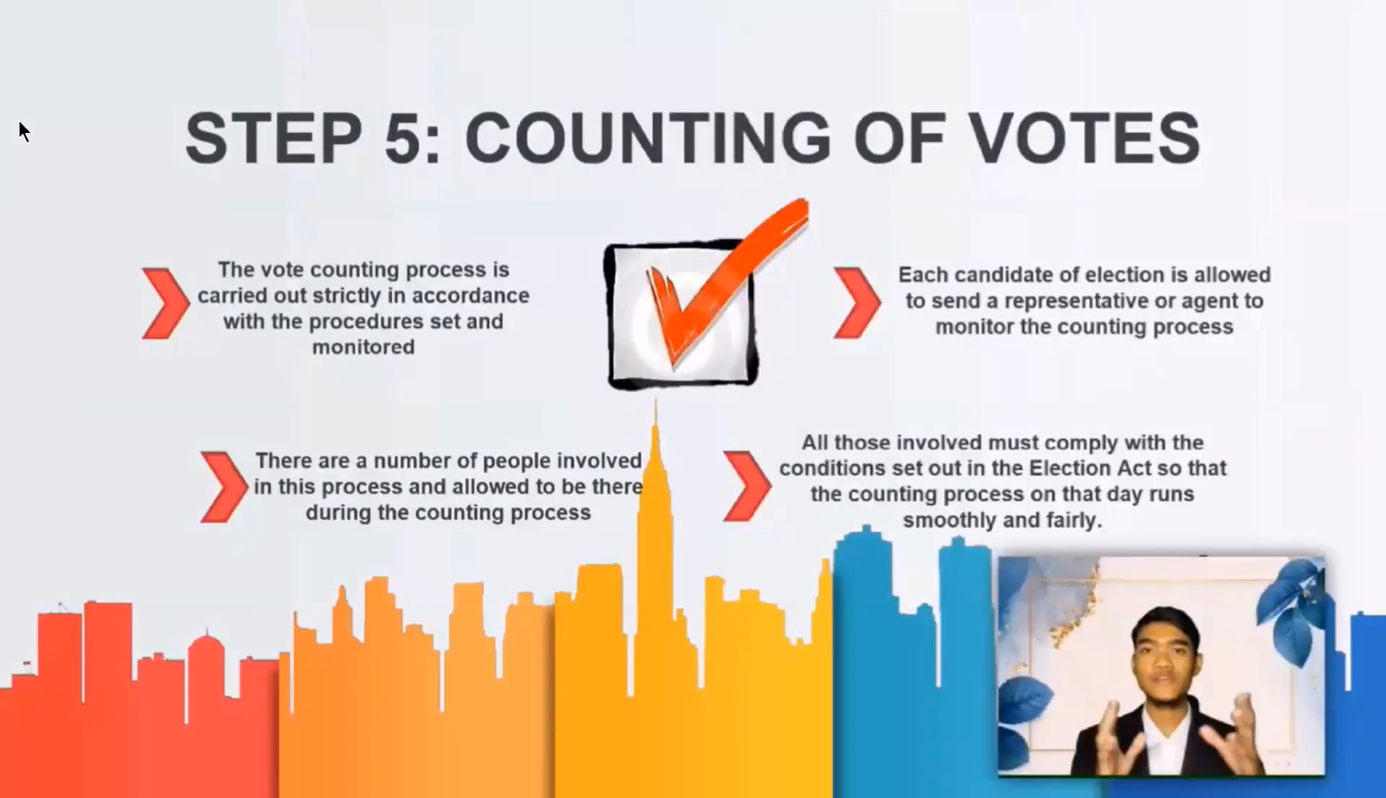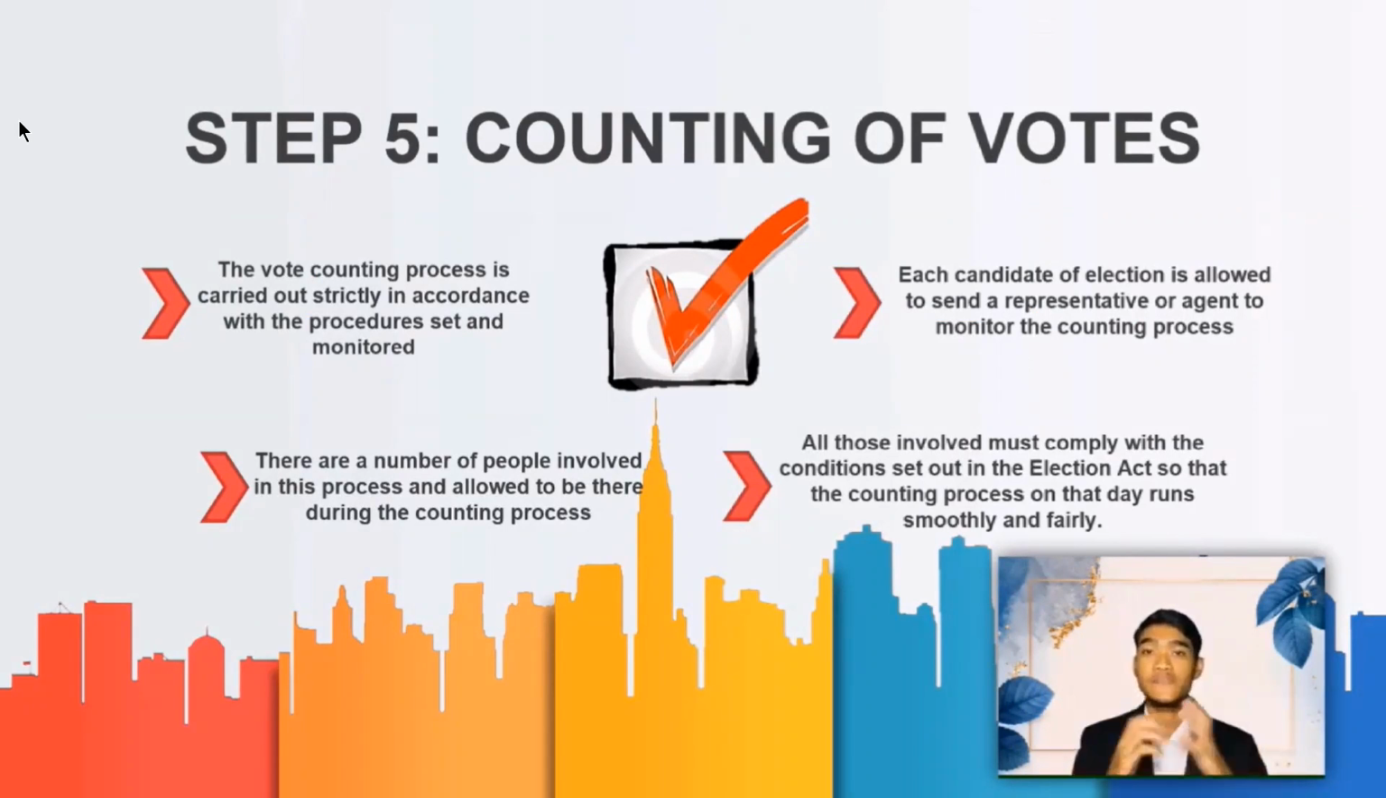Okay, now I would like to present my part for step 5, which is the counting of votes process in Malaysia. This process is enshrined in the Election Regulations 1981, which provides certain procedures for counting the votes strictly. Under this act, the vote counting process is carried out strictly in accordance with the set procedure and is monitored by the Malaysian Election Commission to ensure that the secrecy of the public's choice of candidate will not be known by anyone, including those involved in the counting of votes.